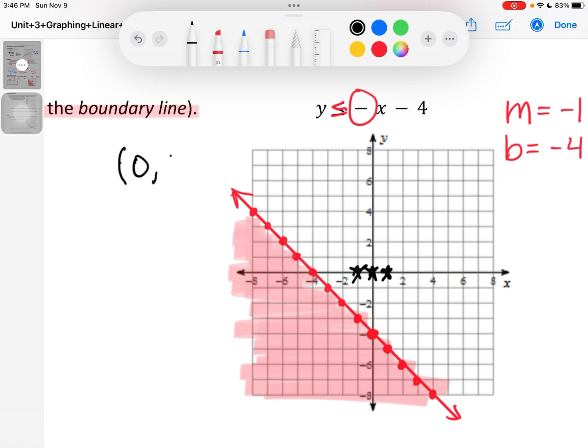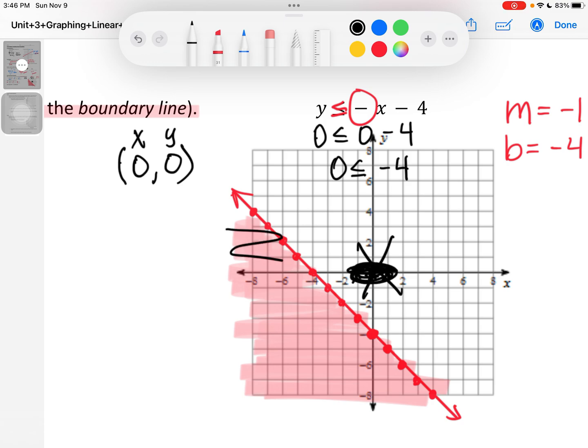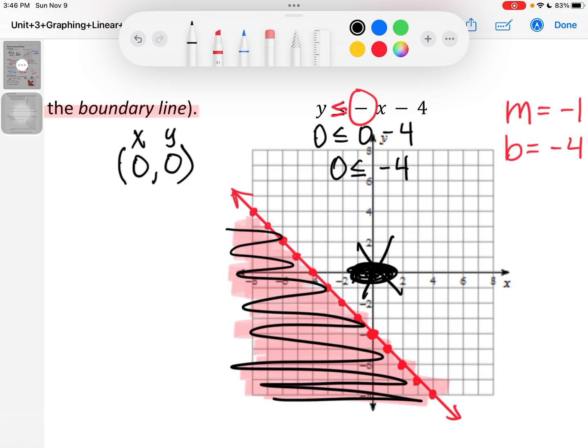So I'm going to plug in the solution 0, 0. This is x, this is y. So we would get 0 is less than or equal to 0 minus 4. That means 0 is less than or equal to negative 4. That is not true. Since it's not true, we wouldn't shade where the 0, 0 is. So we would want to shade on the other side of that line.